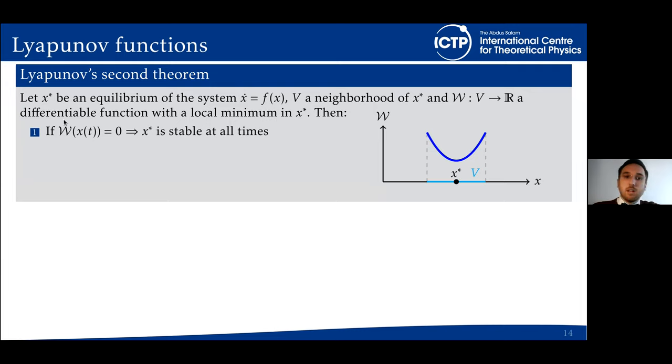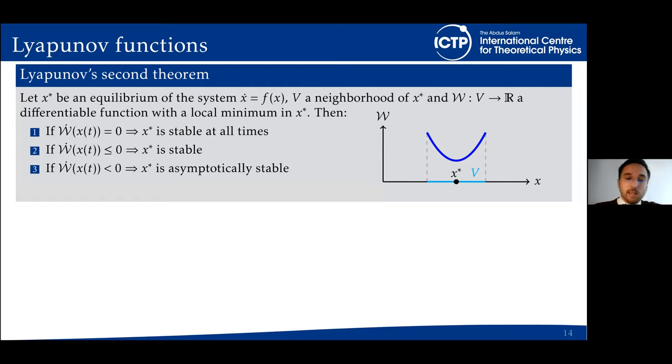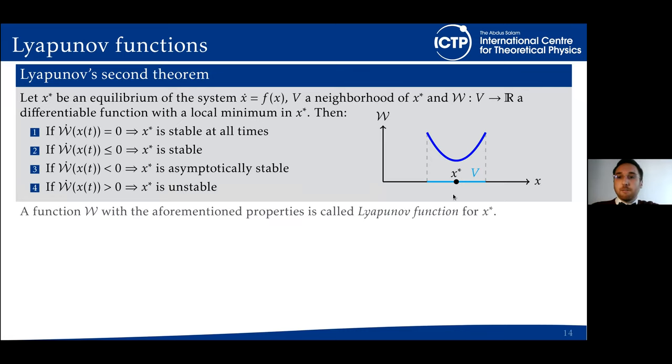So if this function here is constant along the trajectories, this equilibrium is stable at all times. On the other hand, if the time derivative is non-positive, so either negative or equal to zero, the equilibrium is stable. If it is strictly negative, the equilibrium is asymptotically stable. And if it is strictly positive, the equilibrium is unstable. Finally, a function like this that I have just introduced is simply called a Lyapunov function for this equilibrium.